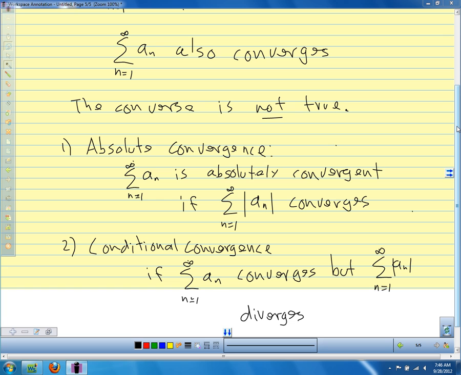So, questions on conditional and absolute convergence? A lot of times when we're working with alternating series, we have more work to do. We want to see if the alternating series converges, and we might want to determine whether it's absolutely or conditionally convergent. Let's look at one more example, and then I want to talk quickly about the alternating series remainder.